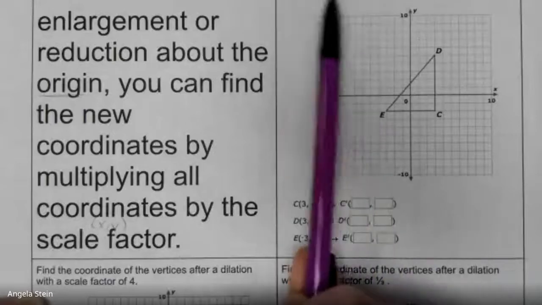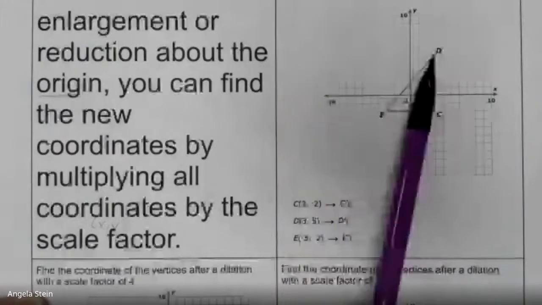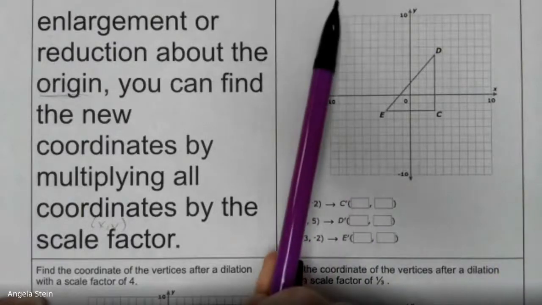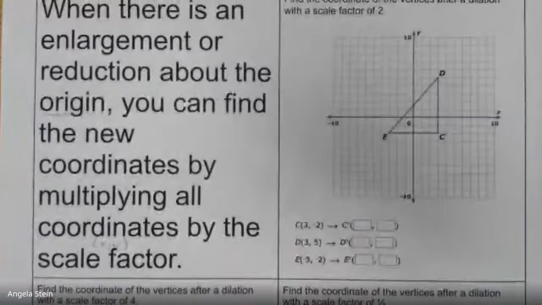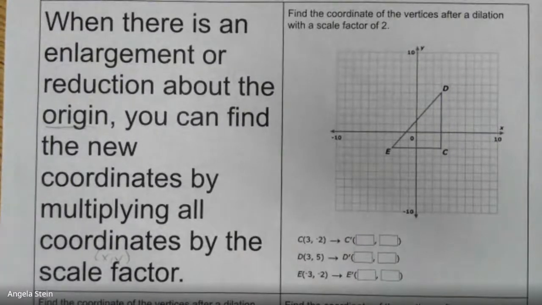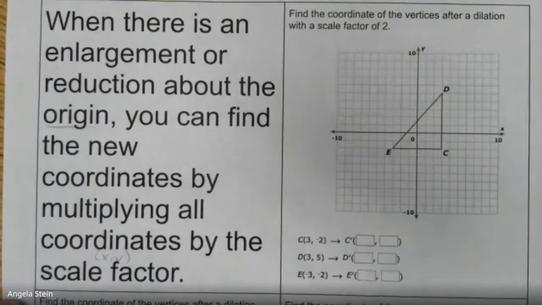So if I look here at my first example, it says find the coordinate of the vertices, meaning all of the angles, after a dilation with a scale factor of 2. Now that 2 means that if I have a scale factor of 2, I know that this is an enlargement, getting bigger. And we can multiply all.